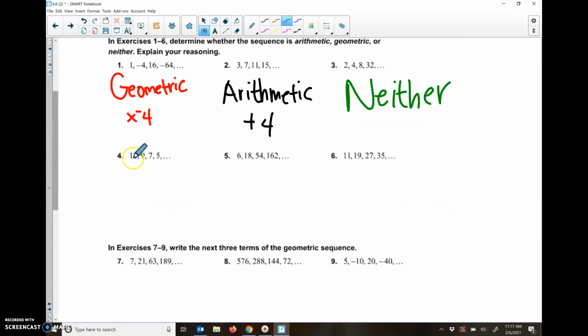Okay. So 12 to 9 to 7 to 5. Again, 9 minus 2 is 7. 7 minus 2 is 5. But 12 minus 2 is 10, not 9. So again, very close to finding a pattern there, but not quite.